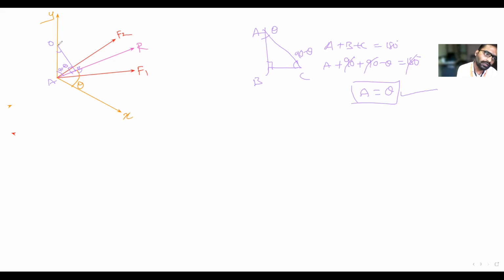Then OB is perpendicular to the resultant force. This is 90. When this is 90 and this angle is 90 minus theta, can you tell me this value? This is theta. I will write it as theta. Is it clear, everyone? This angle is theta.